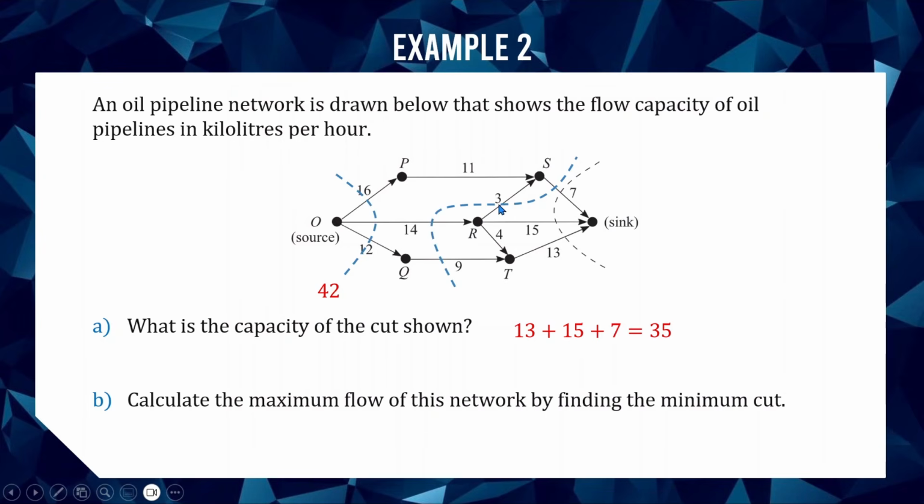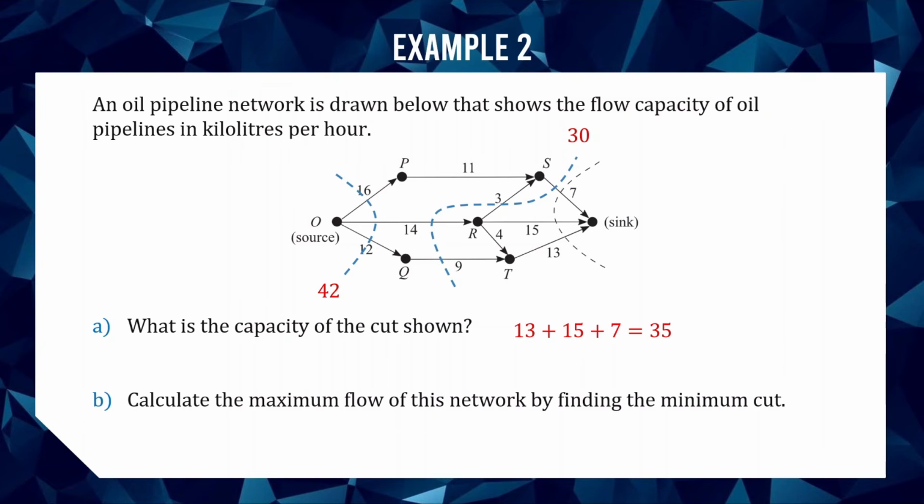I hope that's clear because a lot of people struggle to see that. But once again, the 3 is flowing from a dot that's on the right to a dot that's on the left of the blue dotted line. Okay, so that cut has a capacity of 7 plus 14 plus 9, which is 30. And 30 is the smallest possible cut in this diagram.